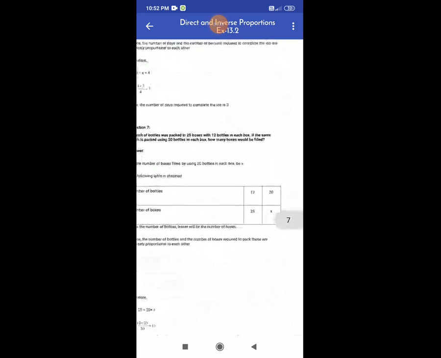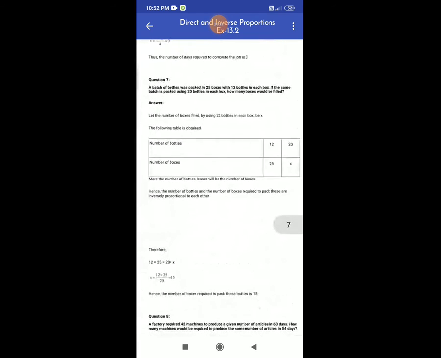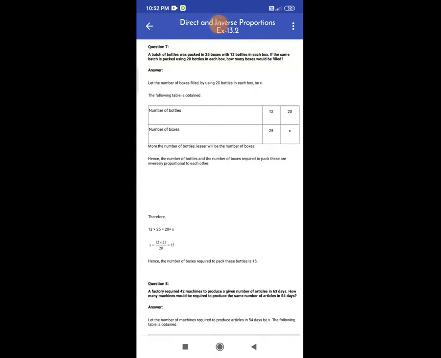One more question here. Question number 7. A batch of bottles was packed in 25 boxes with 12 bottles in each box. If the same batch is packed using 20 bottles in each box, how many boxes would be filled? So let the number of boxes filled by using 20 bottles in each box be x. The following table is obtained.